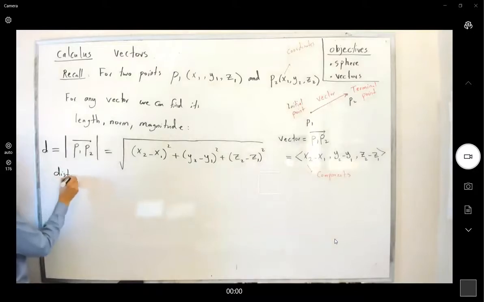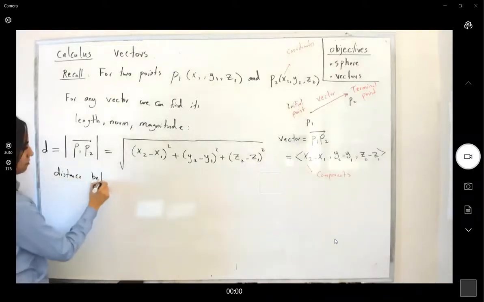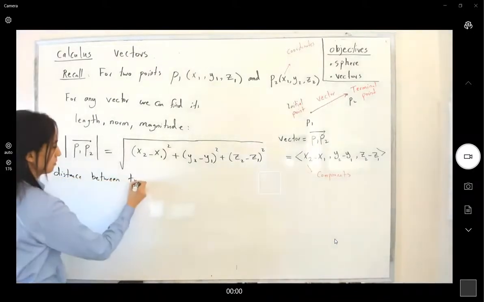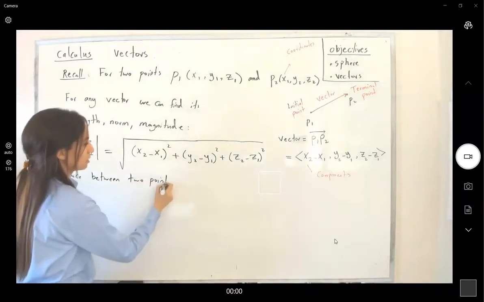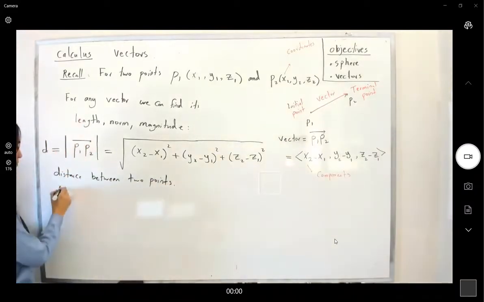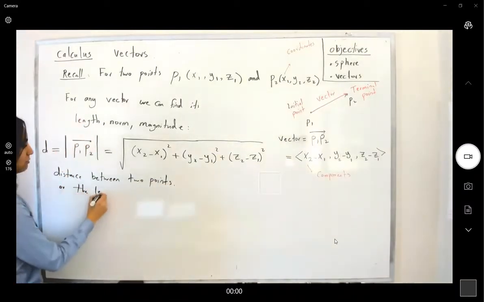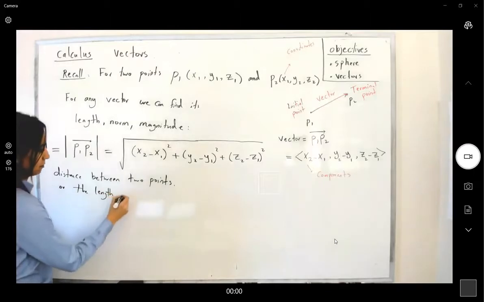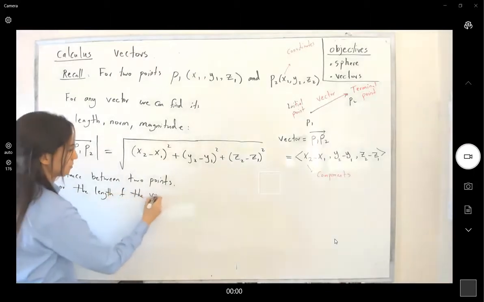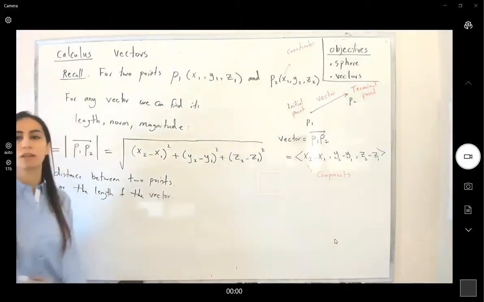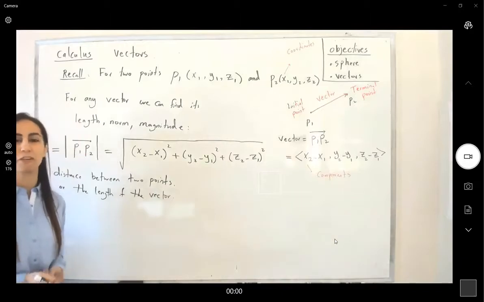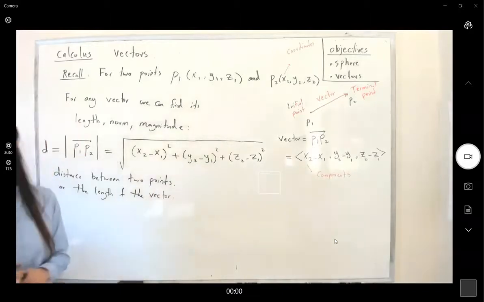Distance between 2 points, or the length of a vector. All equivalent to each other. They're referring to the exact same thing.